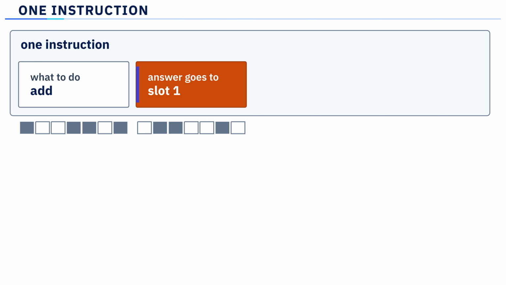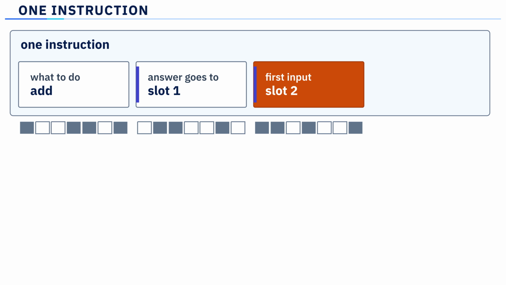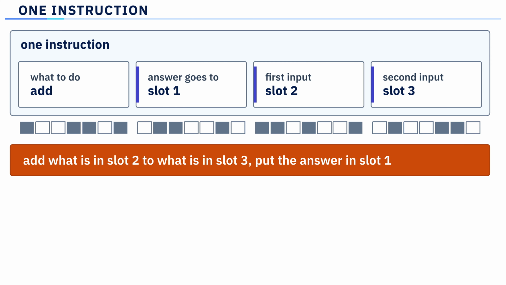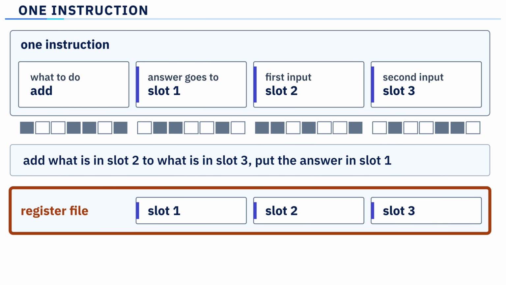This group says where the answer should go, slot 1. This group names the first input, slot 2. And this group names the second input, slot 3. Put the 4 groups together, and the row says one plain thing. Add what is in slot 2 to what is in slot 3, and put the answer in slot 1. The slots are the register file, the same one we just saw inside the core.